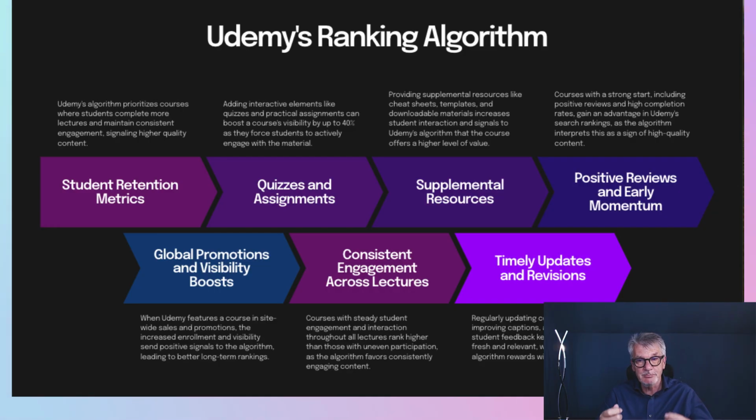Quizzes and assignments boost visibility by an average of 40%. They force students to interact with the material rather than just passively watch a video. One business course added a simple worksheet for students to apply concepts, and enrolments increased within weeks. Udemy's algorithm interpreted the added engagement as a sign of quality.